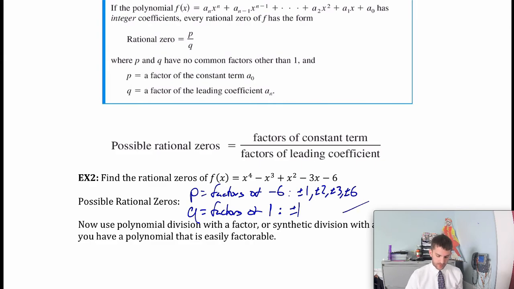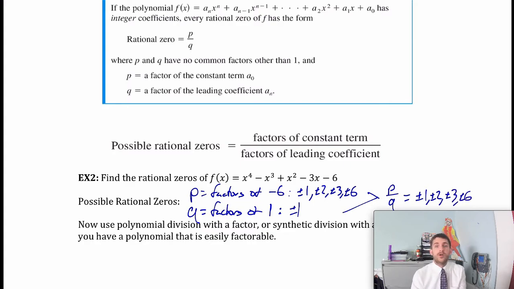Now for our p's divided by q's, we're going to take all those p values and divide them by all those q values. Thankfully there's only one q value. So when we do positive or negative 1 divided by the q value of plus or minus 1, we get just plus or minus 1. And plus or minus 2 divided by plus or minus 1 is also just plus or minus 2. And the rest of it holds true.